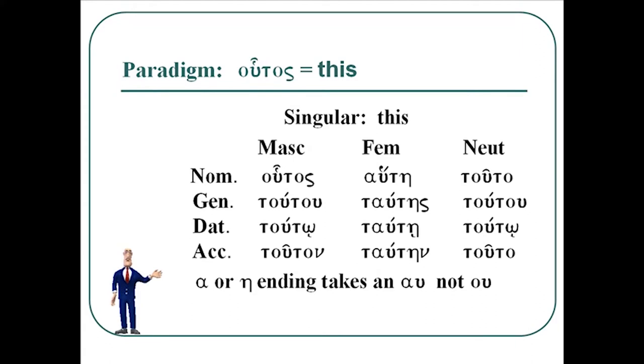One other switch that you should note, under the feminine, do you notice that instead of going to 2-2 with the omicron upsilon in the embedded diphthong, it goes to an alpha upsilon. So the feminine takes this alpha upsilon, actually just from the nominative form, it drops down alpha upsilon all the way down rather than the omicron upsilon that the other ones have. So the feminine favors the alpha, whereas the masculine and neuter favor the omicron.